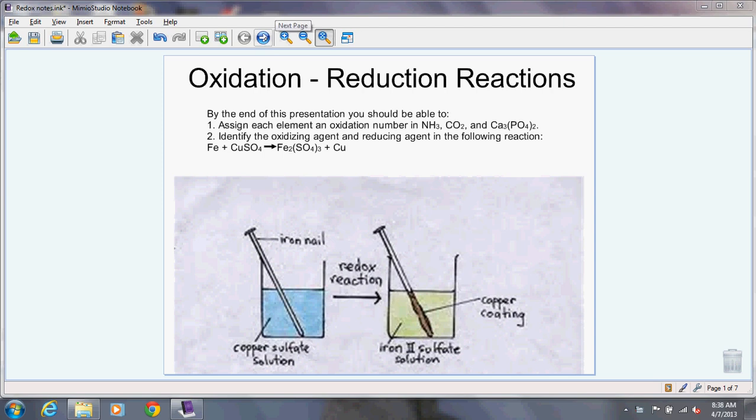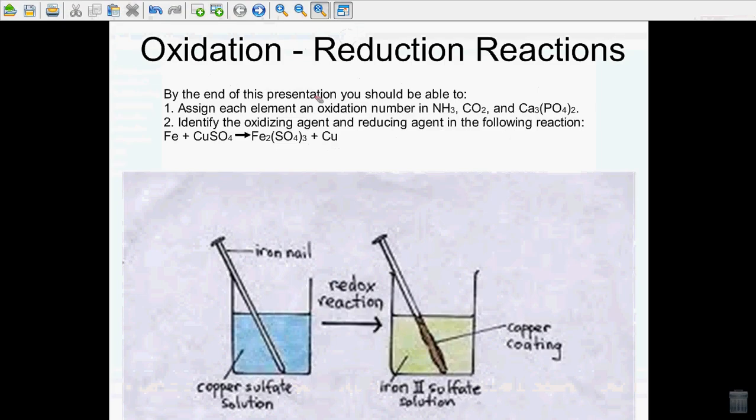This is oxidation reduction reactions. By the end of the presentation, you should be able to assign each element an oxidation number in ammonia, carbon dioxide, and calcium phosphate. Identify the oxidizing agent and reducing agent in the following reaction.